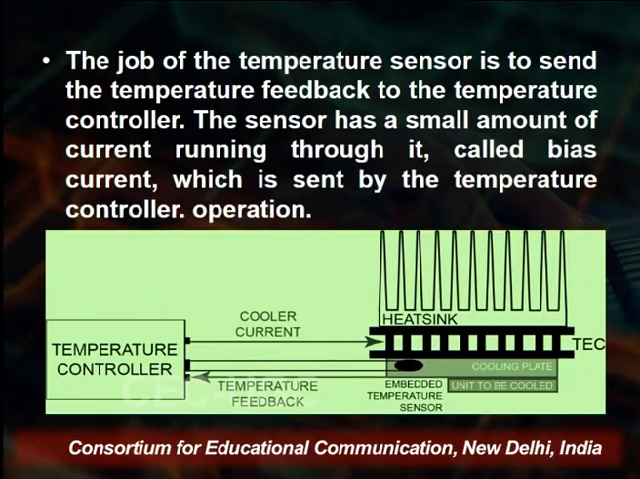So the job of the temperature sensor is to send the temperature feedback to the temperature controller. The sensor has a small amount of current running through it, called the bias current, which is sent by the temperature controller. You see here the temperature controller on the left hand side, that is a cooler current, and on the right hand side we have the heat sink and TEC, and embedded temperature sensors are attached here. This embedded temperature sensor sends the feedback to the controller, and the controller controls the current, or maintains the heat sink.